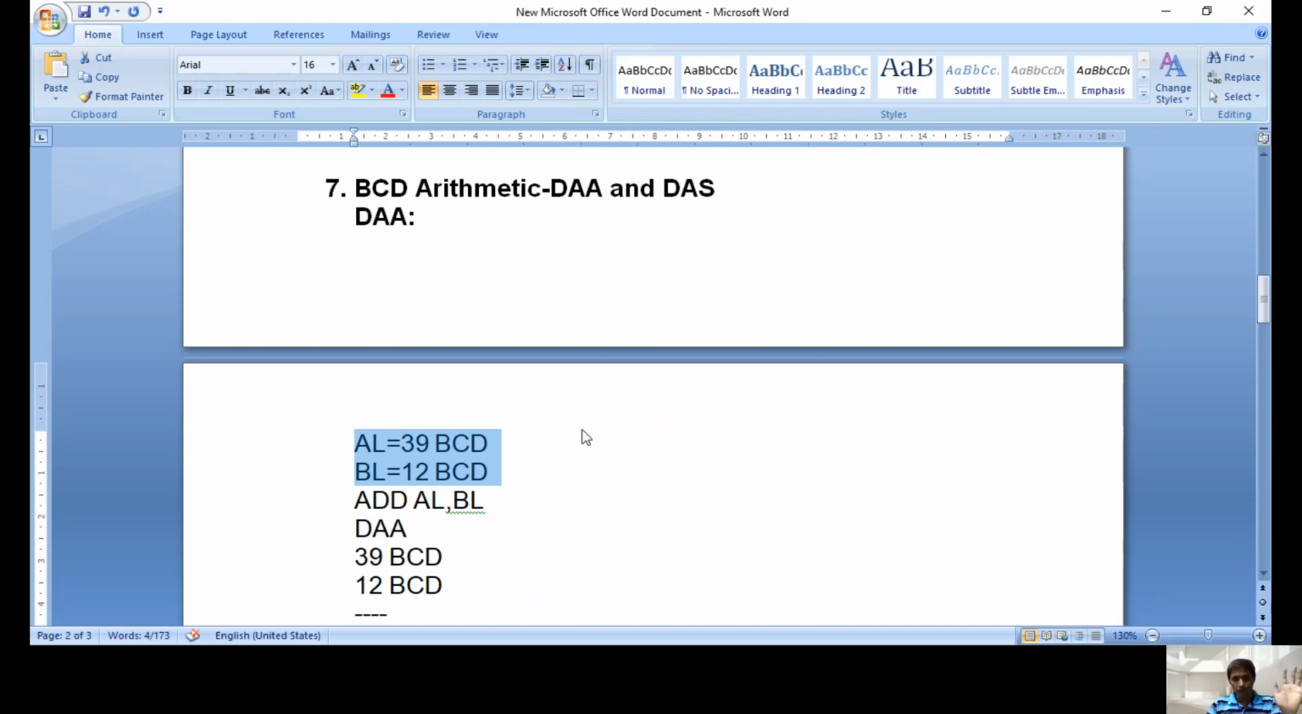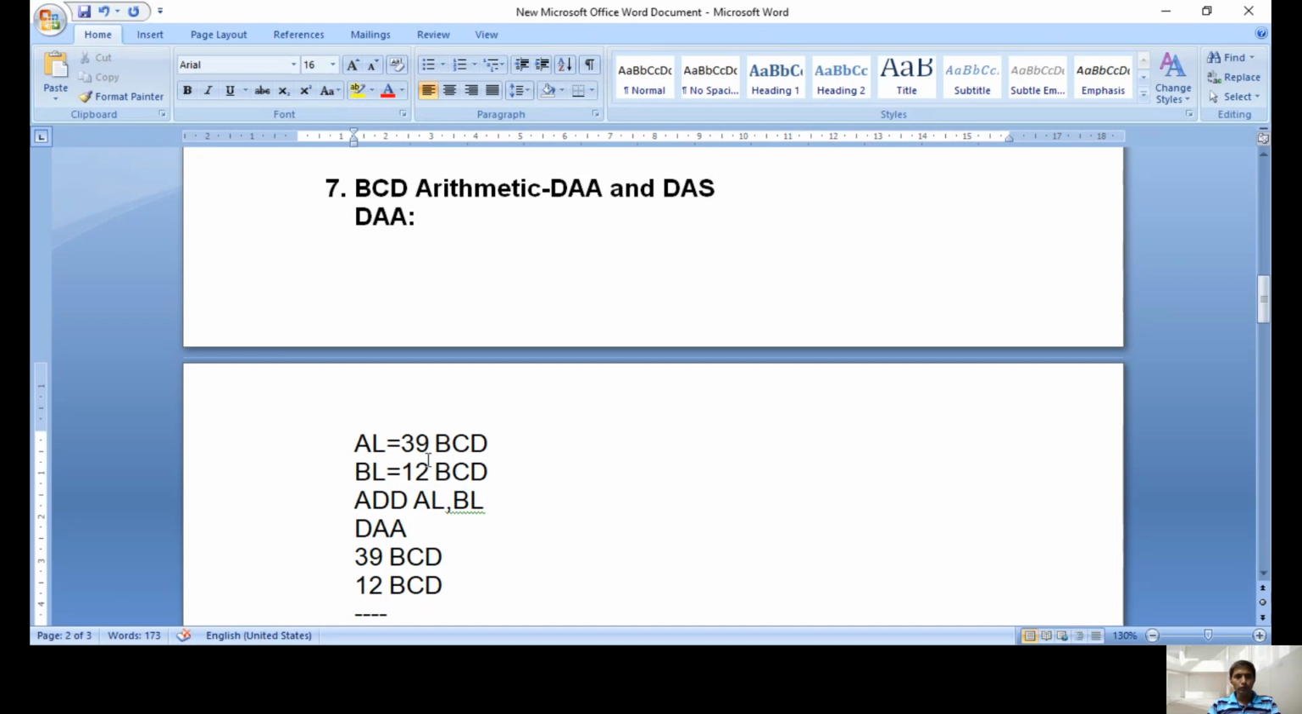Let us see in which way it will add. Through an example, we can understand. For example, I am taking two BCD numbers. One is 39. BCD means no A to F, only the 0 to 9 range, so only decimal, only the BCD range. Okay, 39 is a BCD number now.